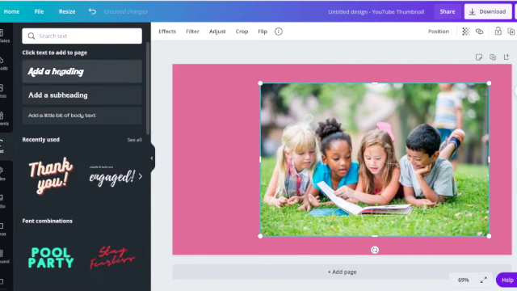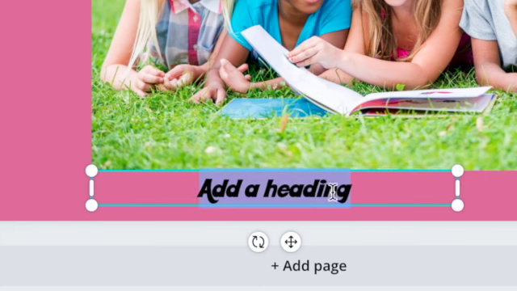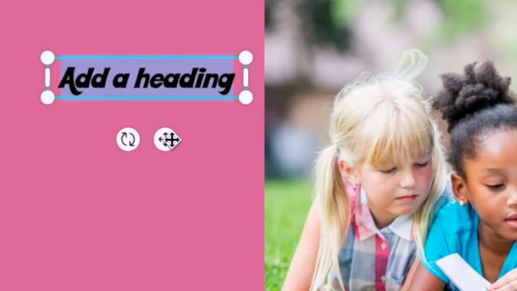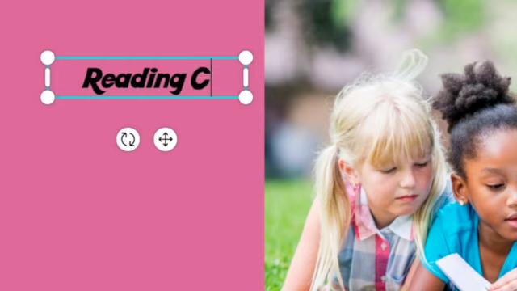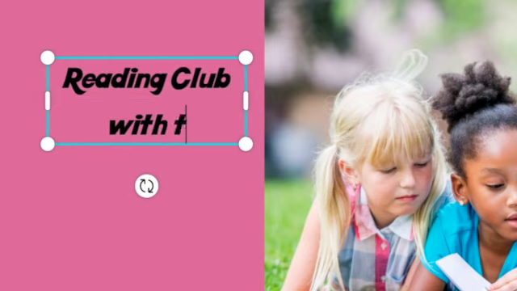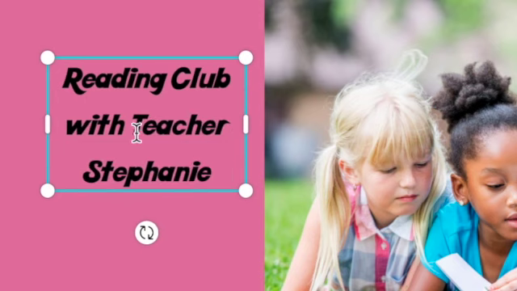Let's say I want to add some text. You don't want to add too much text into a picture with your class listing, or else it might not be advertised as much as one with little text. This is probably just going to show what the class title is and who the teacher is. So let's say Reading Club with Teacher Stephanie.